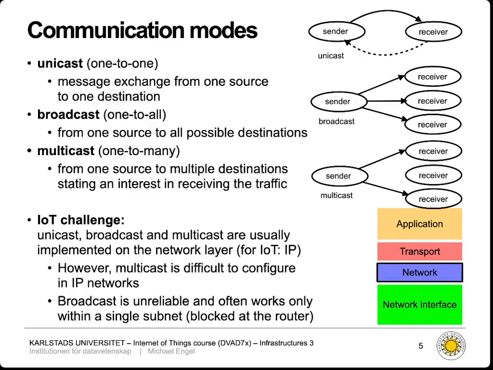So the real problem is, even though we have these communication modes available on the IP level, nobody is going to use anything other than unicast communication, because broadcast is problematic since you don't know how far your broadcast will be propagated, and multicast, as I mentioned, is problematic to set up. As that is problematic and unreliable, we have to find another solution to implement these communication modes on top of our TCP/IP protocols. So what we do is we enable them on application level again.